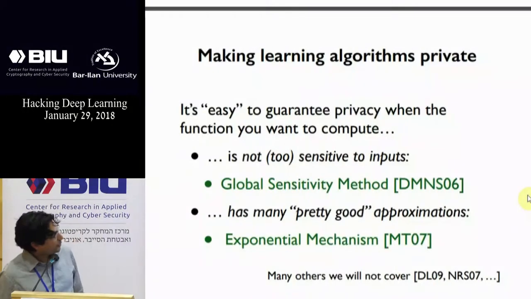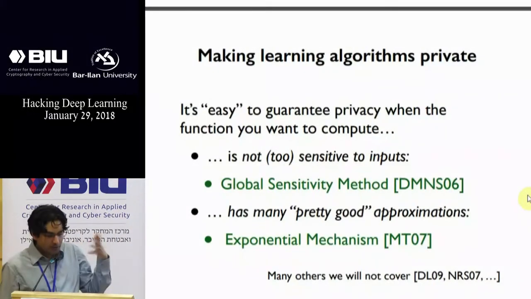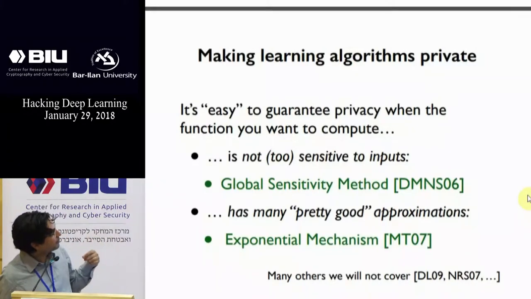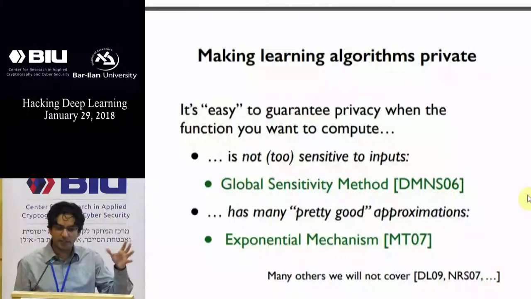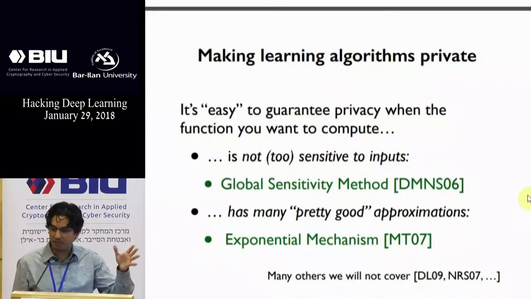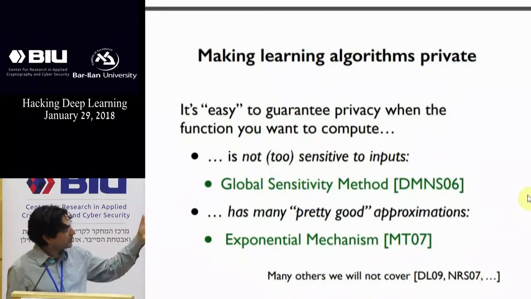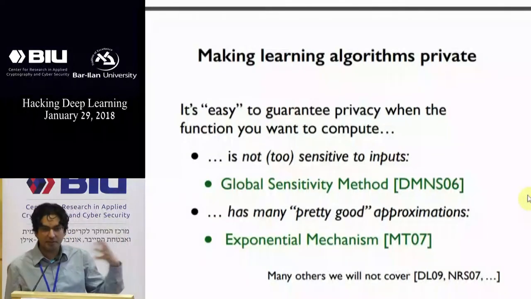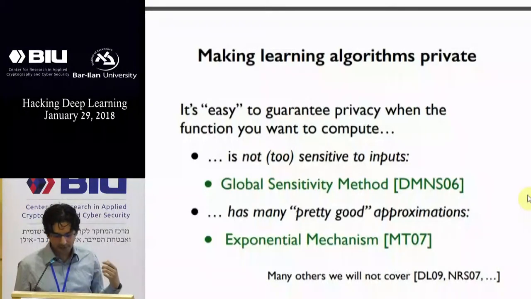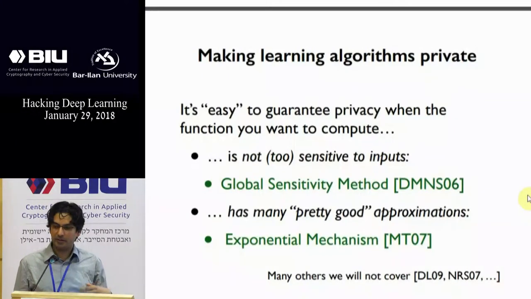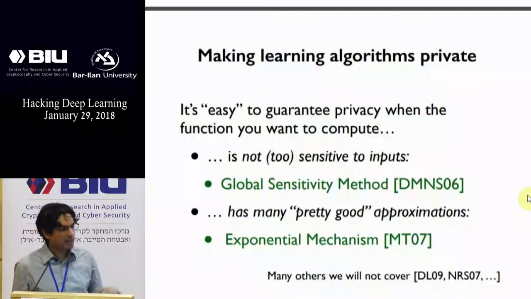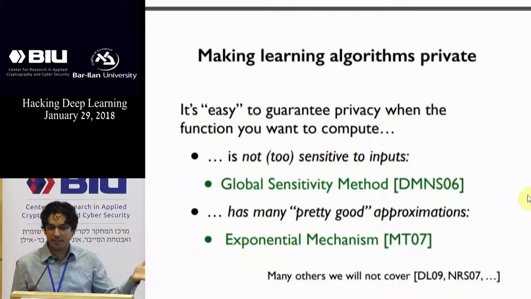The two canonical ways of thinking about this: it's easy to guarantee privacy if the thing you want to compute is not too sensitive to its inputs. That is, if you're not really overfitting. So changing one data point, switching out Alice with Bob, doesn't make a big difference. This is the intuition behind the global sensitivity method and all sensitivity methods, in a sense. So what you do is try to figure out how sensitive the function you want to compute is, the classifier that you'd like to train, to changing one of the data points.